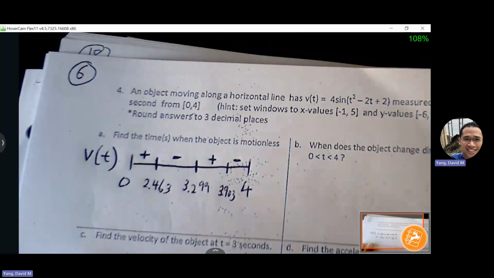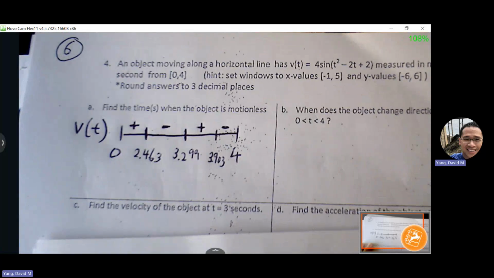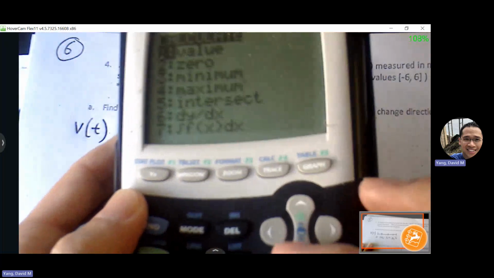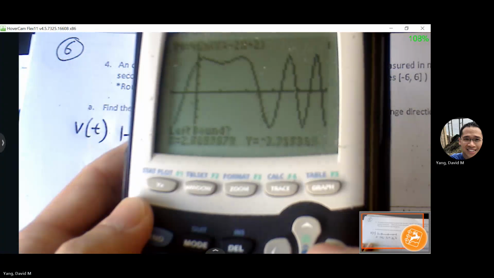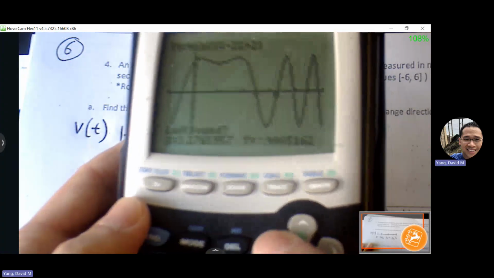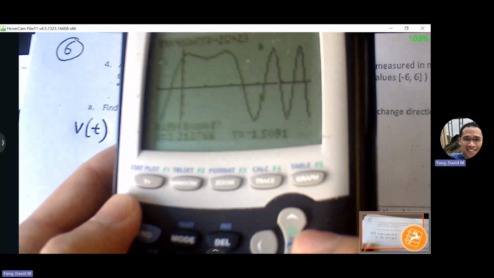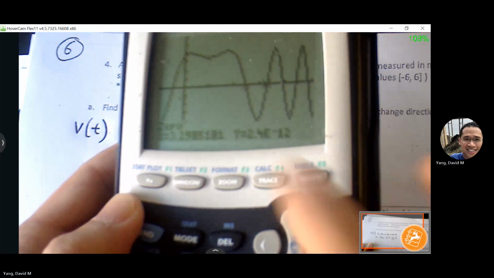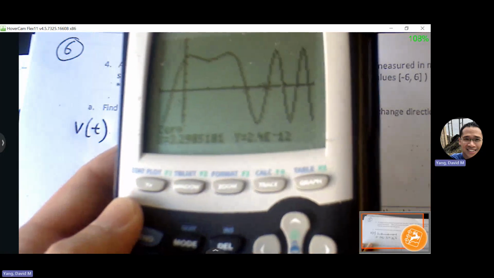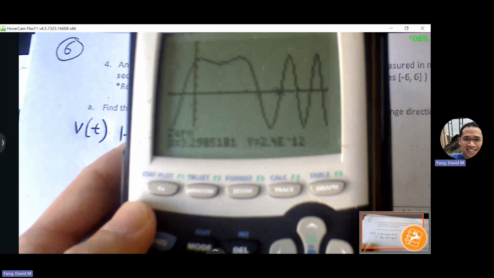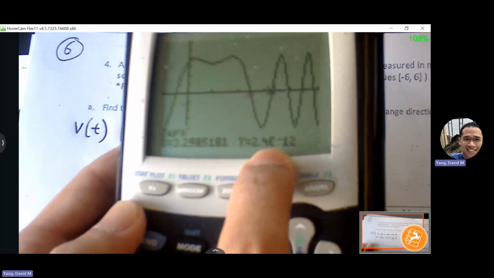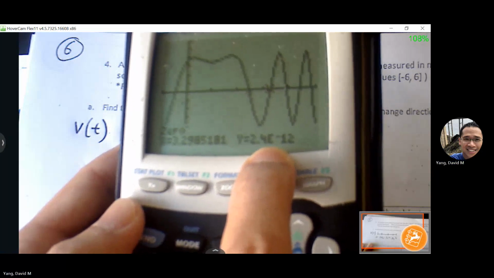So I don't know if you already remember, how do you find the other 2 points, 3.299 and 3.903? Oh, so we repeat the same process. So if I do second trace 0. Yeah, that's right. So I'll pick a point to the left of my target, pick a point to the right of my target, hit enter again. Yeah, so the same process they did the first time, but for the other 2 x-intercepts. And again, these numbers look strange, but just know that it's basically 0.